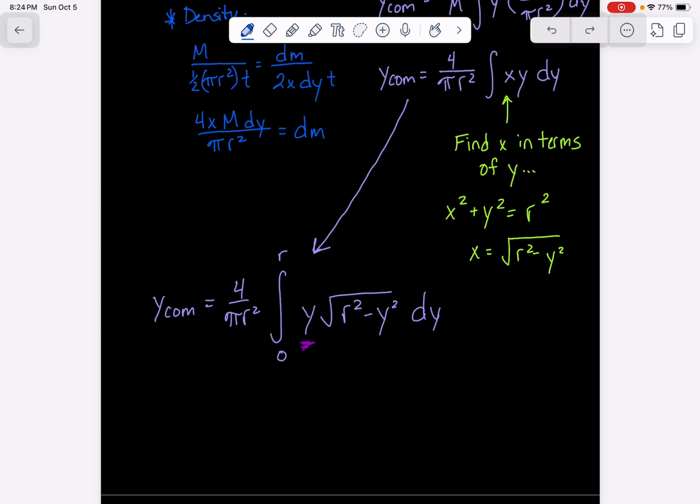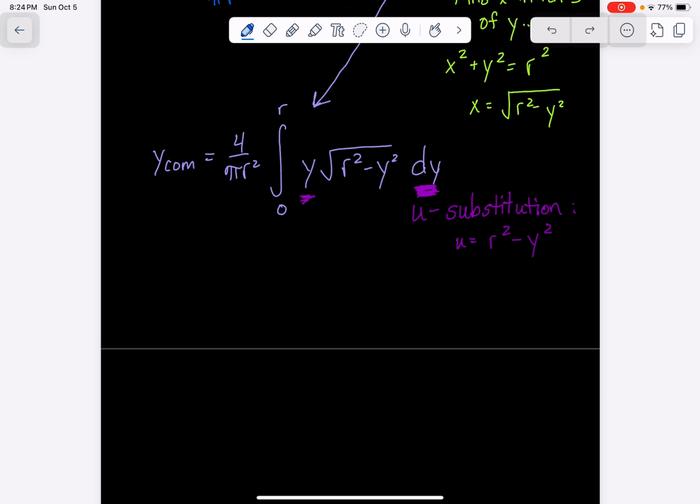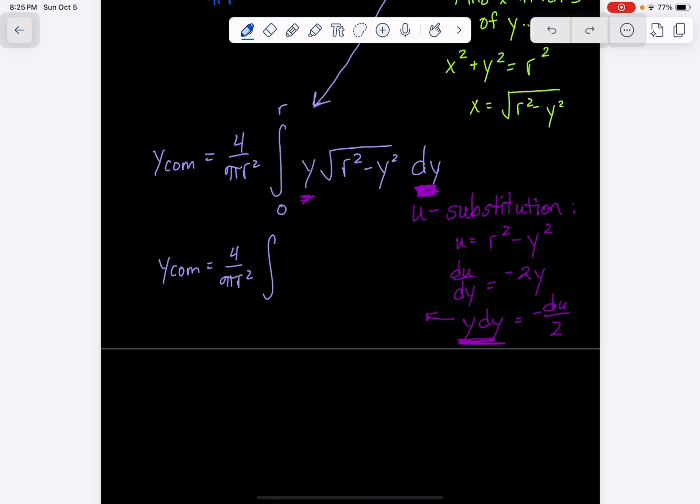This is not an easy integral to do. So what we need to do, remember in calculus we do this crazy thing called a u substitution. So we're going to substitute this r squared minus y squared for u, like we're going to just call it u. And I'm going to find du dy so that I can then substitute into dy. So du dy is equal to, well, the derivative of that function is just negative 2y. So y dy, I just moved the dy to the other side, is equal to negative du over 2. And so we're going to take that and plug that back into our equation.